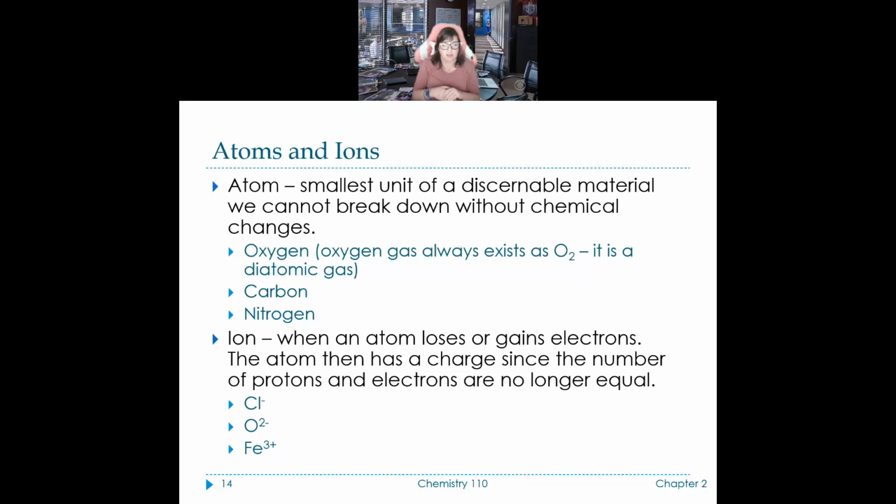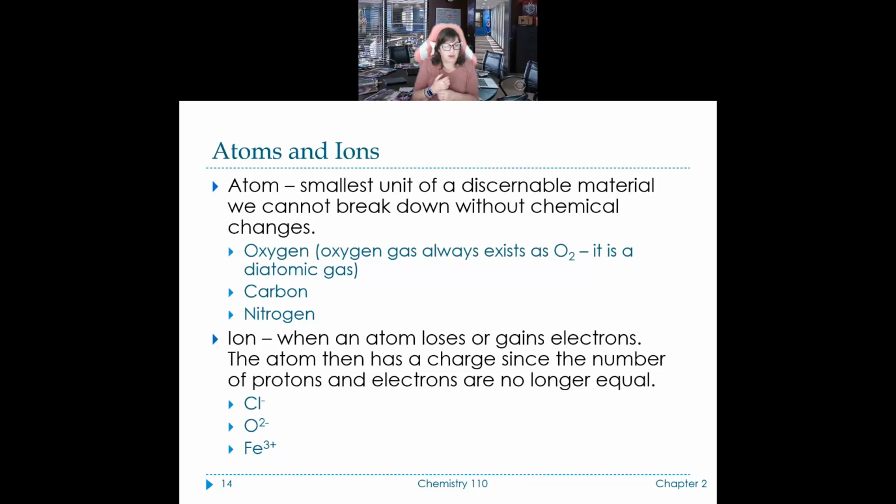It has to be with something else, and we'll talk about why later, all right? But it exists as O2. So we talk about the elemental form of oxygen as being O2. Carbon is just carbon. Nitrogen is actually one of these diatomic gases as well. So we talk about having single atoms or elemental units of these things. That's great. Those are all neutral.